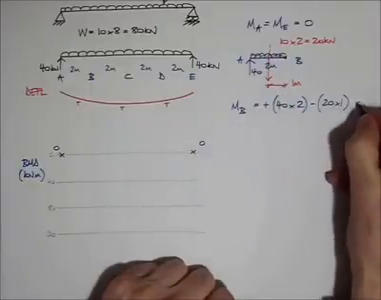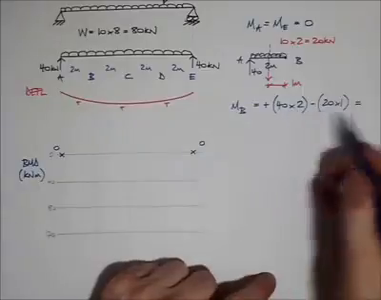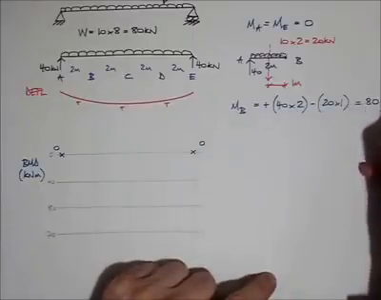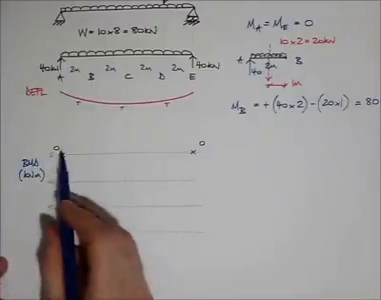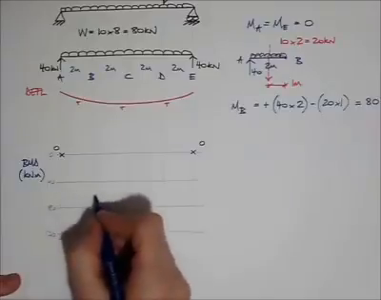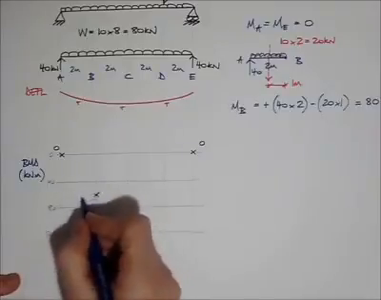That's all the forces I can see, so I need to calculate that. That's now 80 minus 20 equals 60 kilonewton meters. Great, I can go to my bending moment diagram and just add that on. 60 kilonewton meters.